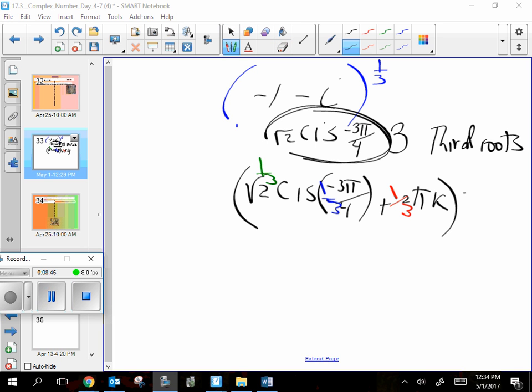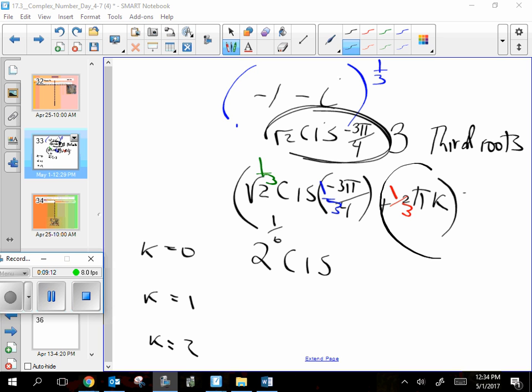Final answer, see if you can handle this. 2 to the 1/6. Ooh, what just happened there? Because 2 to the 1/2 to the power of 1/3. Cis. And then if k equals 0, which is the first case, k equals 1 will be the second, k equals 2 will be the third. If k equals 0, this whole part at the end won't matter. So I can just figure out the first part, which is negative 3 pi over 12. If I simplify it down, negative pi over 4. Is that correct?